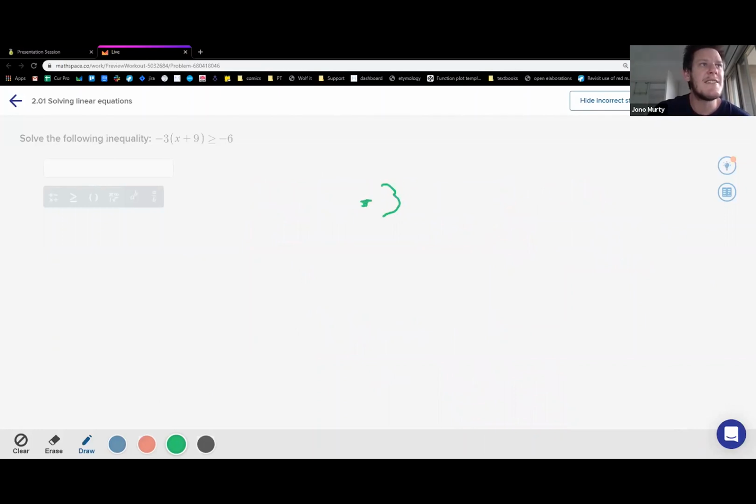So what we do, let me just clear this. Let's start with 3. If I have 3 is less than 5, when we times both sides by -1, what we have to do is actually switch the sign. If 3 is less than 5, -3 is obviously greater than -5. So we can do the same thing here.